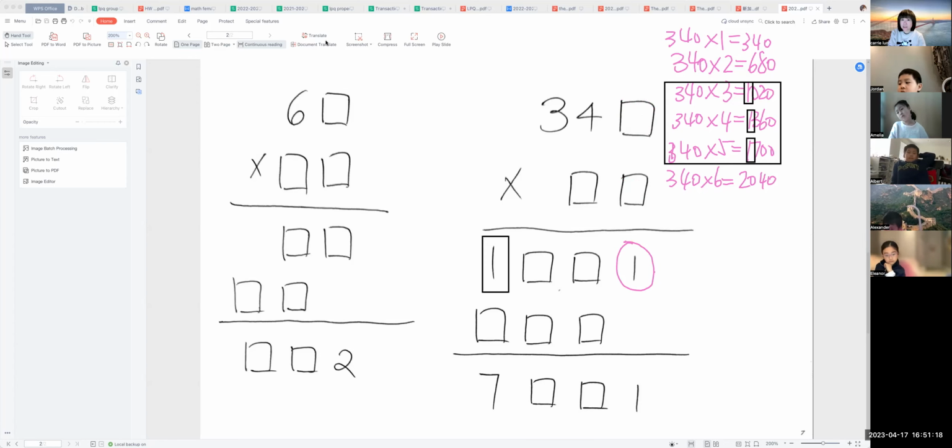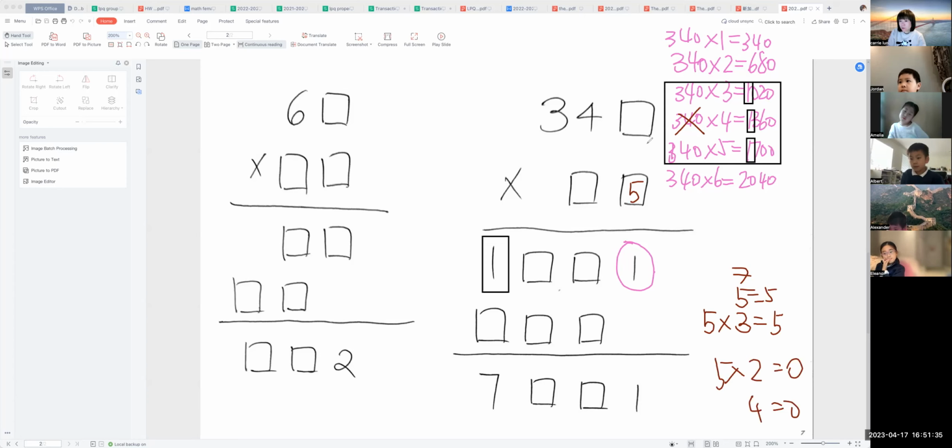So okay, I cross this one. And can 5 be an option? You see, 5 times any number, the last digit is either 5 or 0. So 5 is also not possible. So 7, only two.